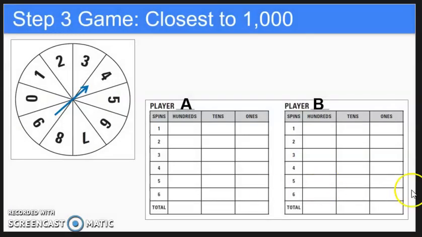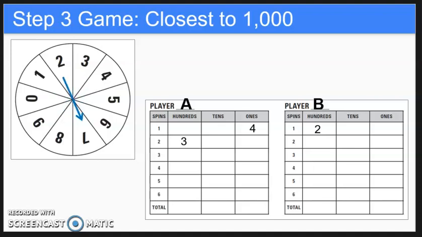In the game for this step, closest to 1,000, the object is to get closest to 1,000 without going over after 6 spins. On each spin, the player decides in which place value to write their digit. For this game, player A spins a digit and writes it in the ones place. Player B spins 2, they write it in the hundreds place. Player A spins 3, they decide to write it in the hundreds place.